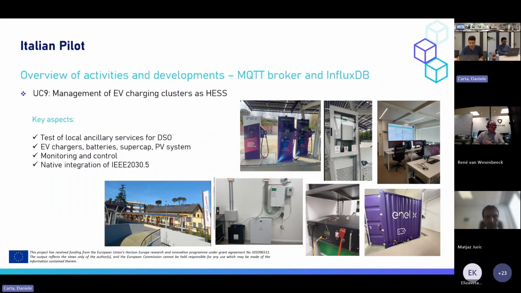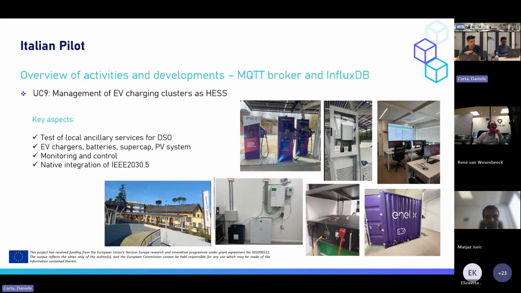Okay, now we move to Italy. In particular, the Italian pilot that was in Rome. Here we had use case 9, management of EV charging clusters and hybrid electric storage systems. Here the key aspects are the test of local ancillary services for the distribution system operator, the inclusion of EV chargers, batteries, supercap, and PV system.